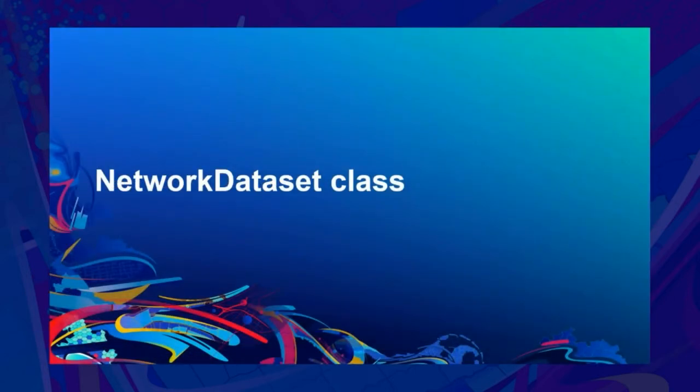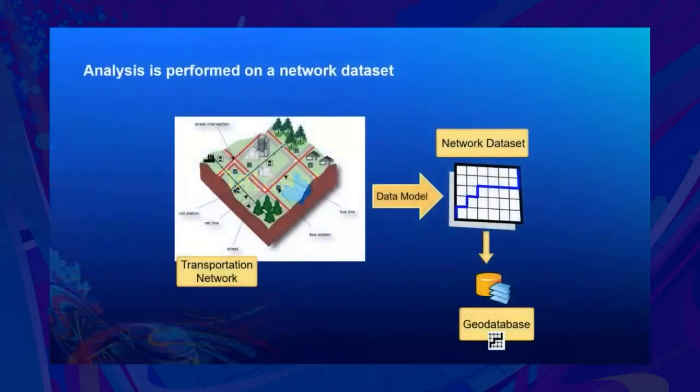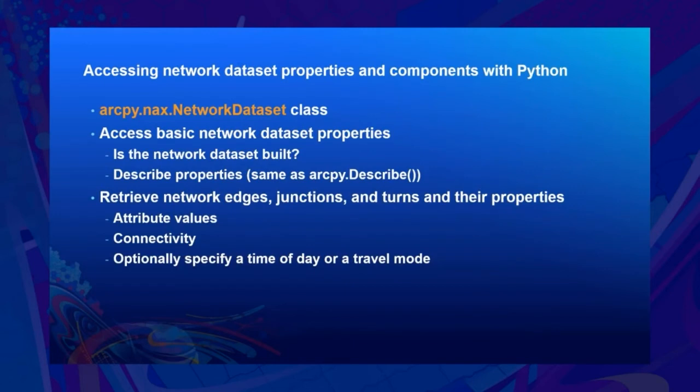Now we're going to talk about the network dataset class in the arcpy.nax module. Recall that underlying all Network Analyst workflows is a network dataset. This is a dataset that includes the street features and also attributes describing travel times and distances, restrictions for travel, etc. arcpy.nax has a network dataset class that allows you to access the network dataset properties and components. You can get some basic information, such as whether or not the network dataset is currently built. More interestingly, you can access the network's edges, junctions, and turns and get information about attribute values and connectivity for each one. You can even optionally specify a time of day and travel mode, which may affect the values returned. You can iterate over the edges, junctions, and turns and use this to construct your own network analyses to solve problem types that are not available with the Network Analyst extension out of the box.